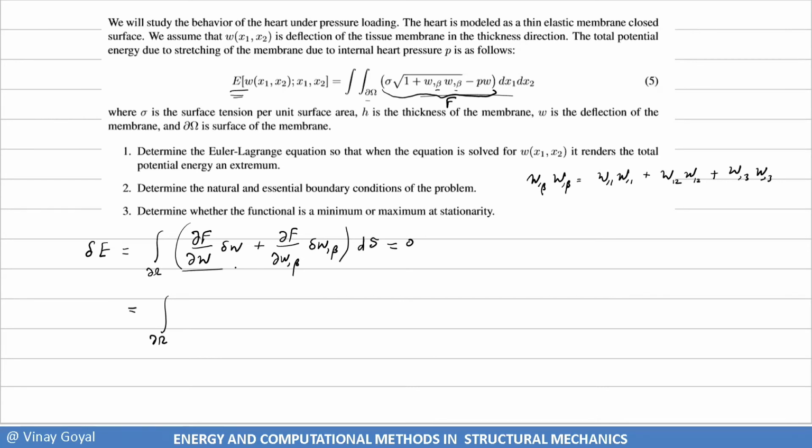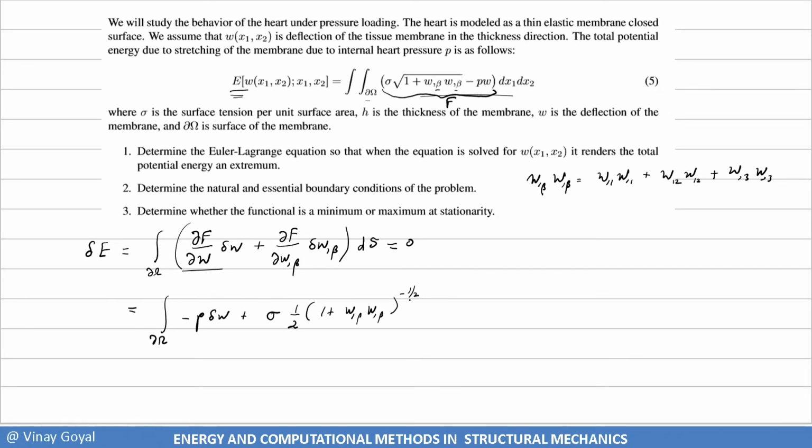This derivative here, there's no W here, only there. So that's minus P del W. And then this next one is a little more complicated. So that's plus sigma. For me, it's easier to deal with this when it is to the 1/2 power: 1/2, 1 plus W comma beta, W comma beta, to the minus 1/2.